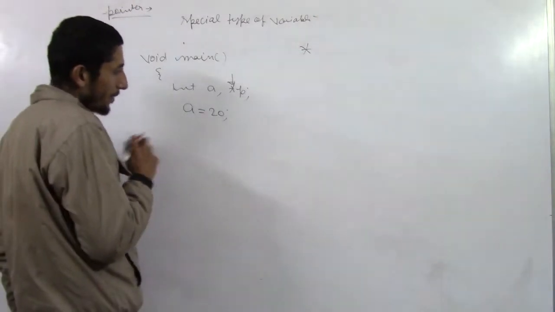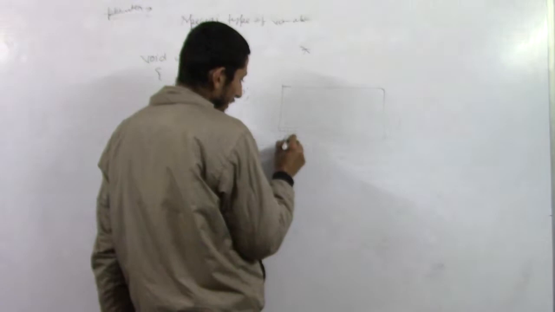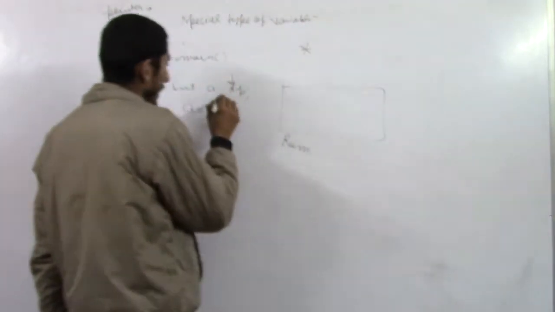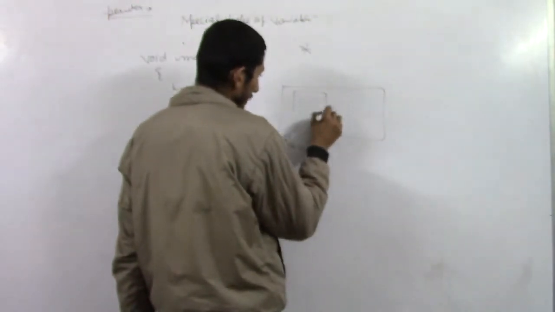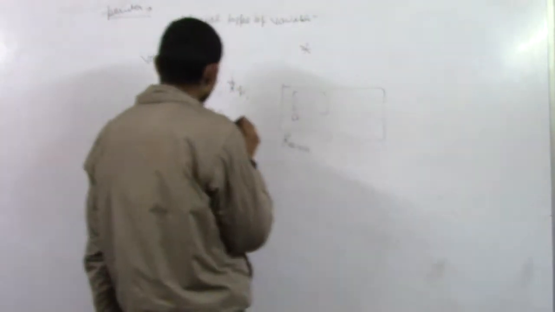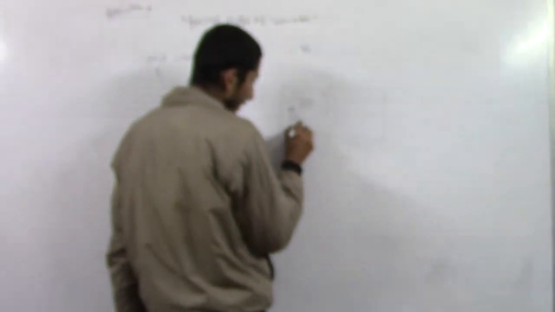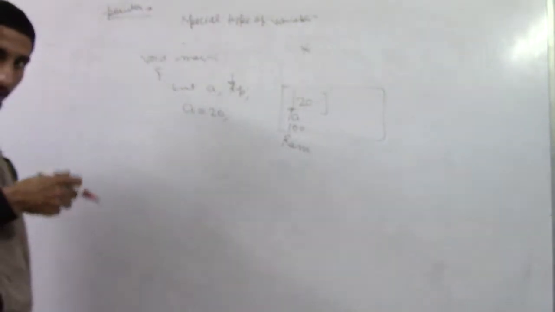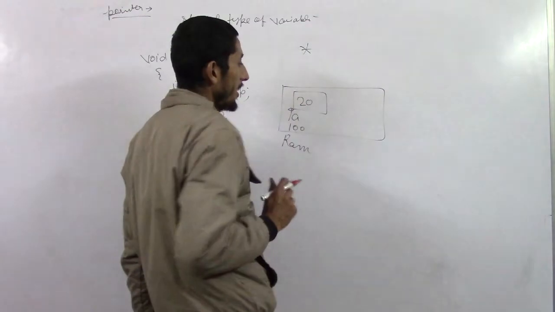Then what is happening inside RAM? Let's say it is a RAM. Inside RAM, I have taken a variable a. So compiler has taken a variable a and value is 20. And let's say address of this variable was 100. Are you following this? You have to keep in mind every variable inside RAM has an address. So address of a was 100.